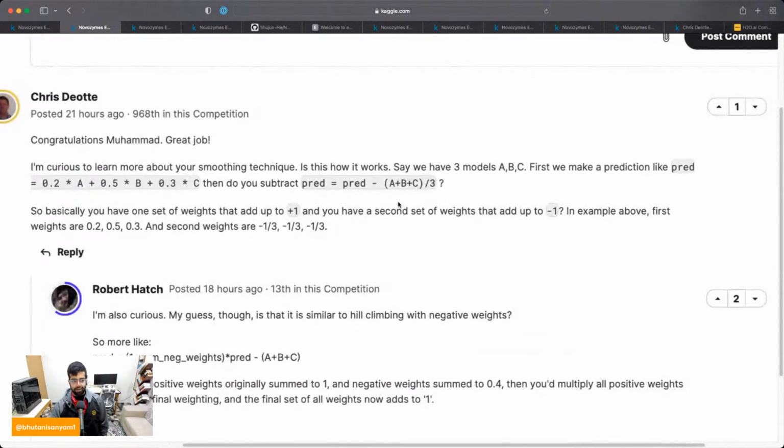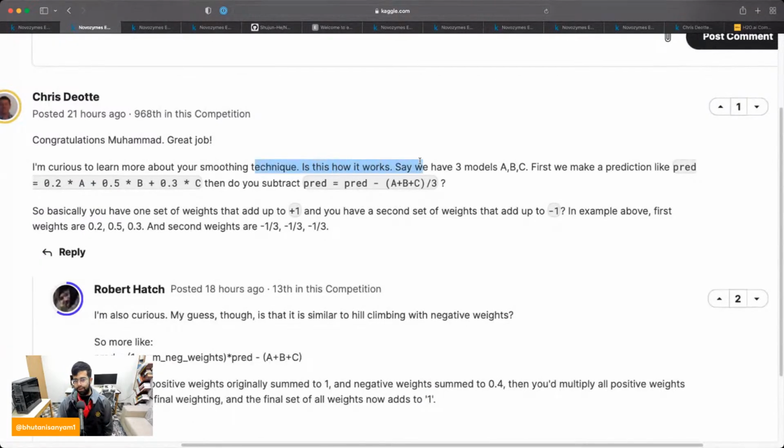Chris asked him how he had applied the smoothing. Let's say you have three models A, B, C. First, you make a prediction like so. You put weightage across the three models, and that gives you the ensemble. And then do you subtract pred minus A plus B plus C by 3? So basically, you have one set of weights that add up to plus one, and the second that add up to minus one.